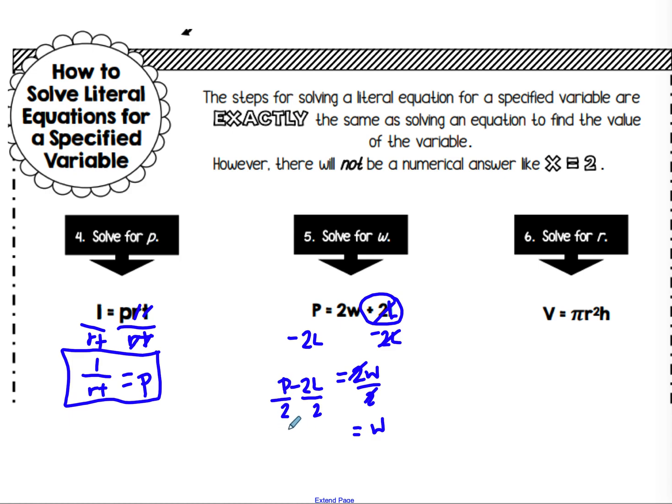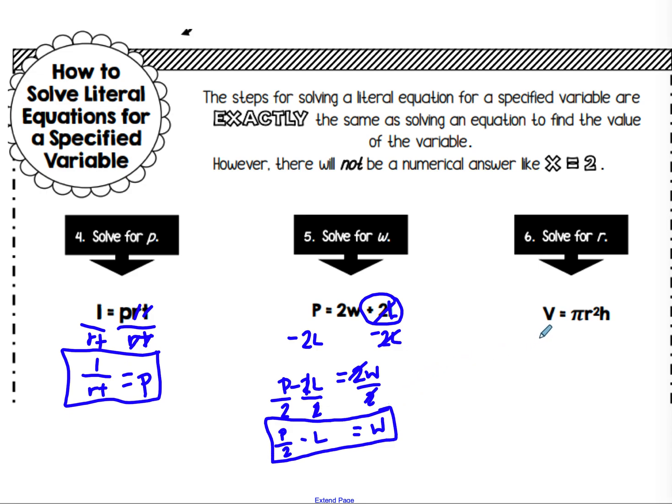P divided by 2, I can keep as P divided by 2, or I could write it as 1/2 P. I think I'll just write it as P over 2. Minus, but here I have 2 divided by 2, that cancels out. 2L divided by 2 is 1L. So P divided by 2 minus L equals W. That is my literal equation solved for W.